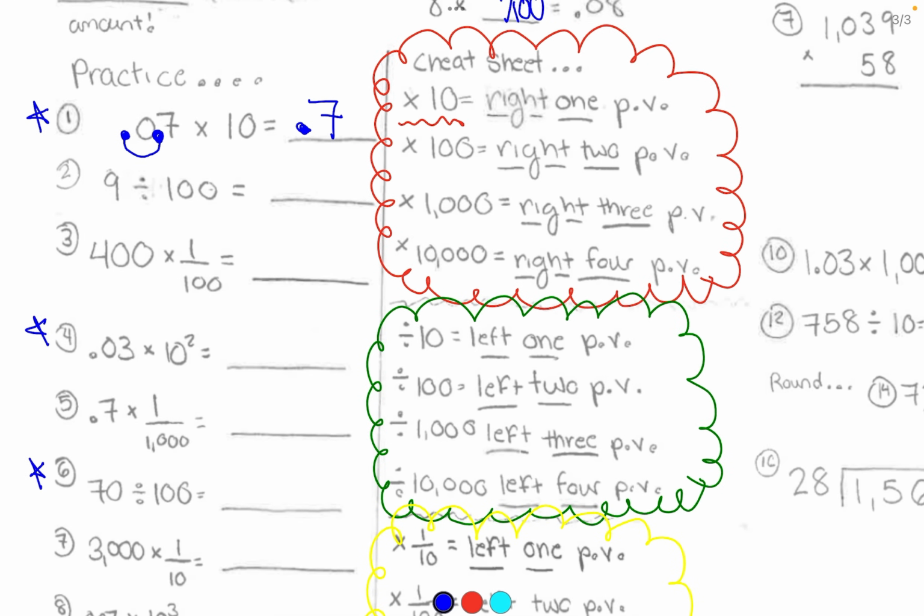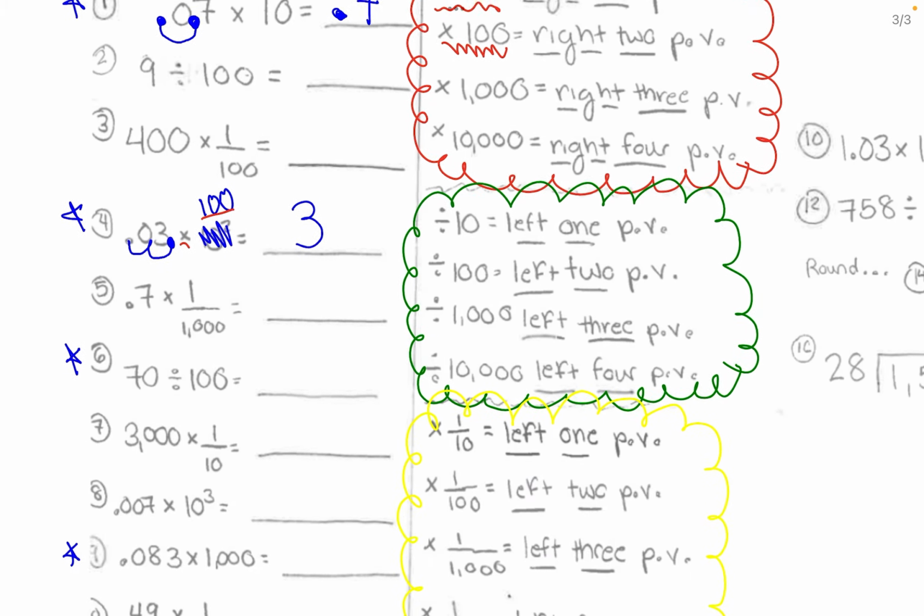Number 4, once again, you're jumping your decimal and you're multiplying it by 10 squared. Now, I don't know what 10 squared is for my cheat sheet, but I know that 10 times 10 is a 100. So I need to find my times 100 cheat sheet, which is right here. And it says I'm going to move my decimal to the right 2 place values. So I'm just going to jump that decimal over. 1 jump, 2 jumps. Okay, so that means that 0.03 times 100 is just a plain old 3.